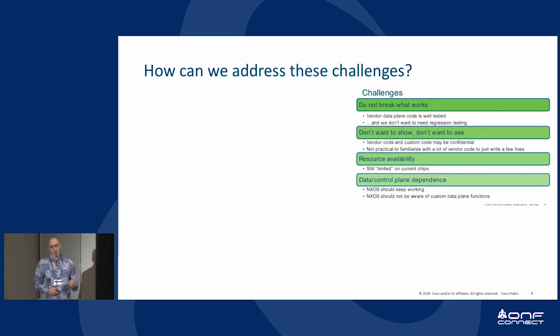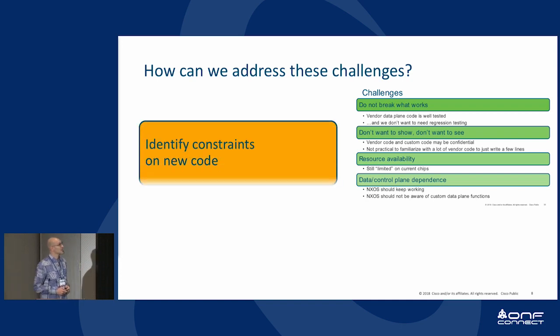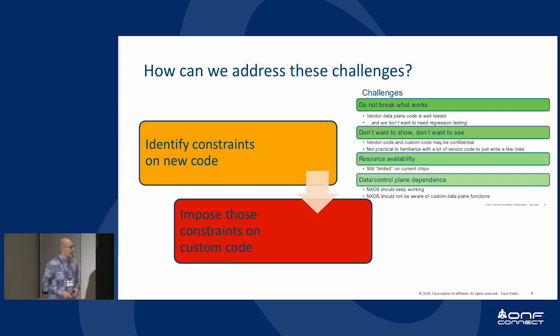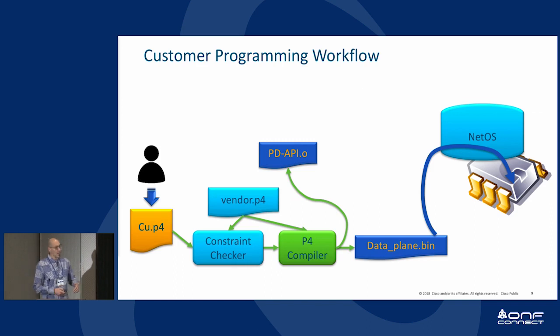And the way we address those challenges that were listed before is by identifying constraints that we have to put on the new code. So yes, we can write new code, additional code, but not anything. We will not allow customers to write any kind of code, make any kind of modification. We will constrain what kind of modifications can be done, and we will impose those constraints on the code. We will do this through the development environment that the customer will be able to use.